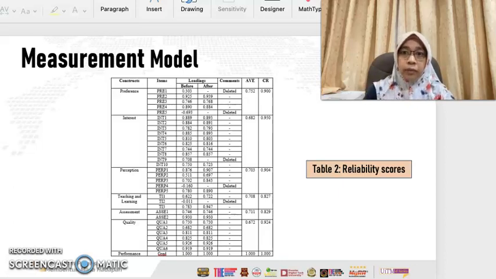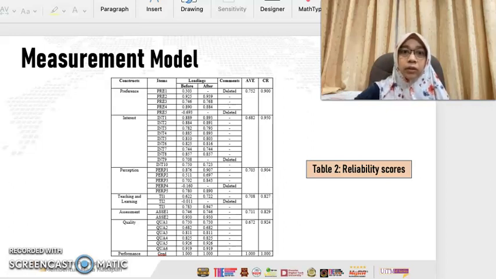Now we move on to table 2. We can see that 5 out of the 31 constructs have been deleted. This is due to the loading factor of less than 0.7. For all other constructs, we can see that they have the AVE between 0.8 and 1 for the composite reliability. This shows that all constructs are acceptable as stated by Hair 2017.